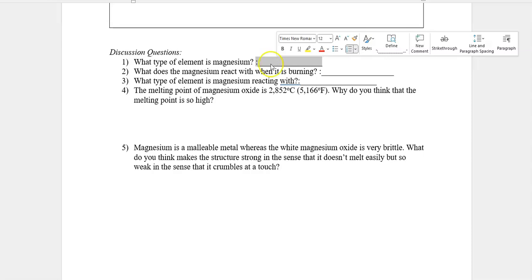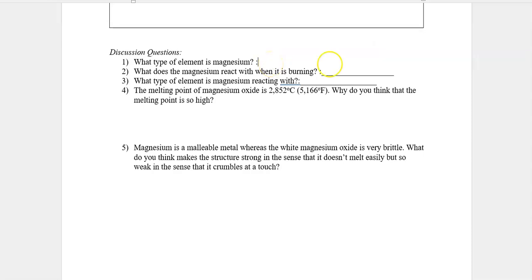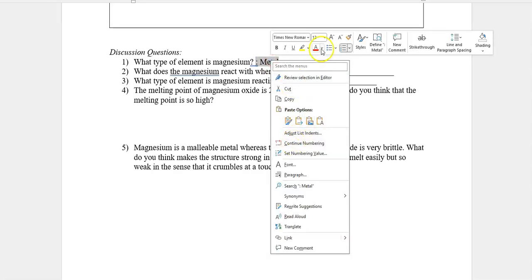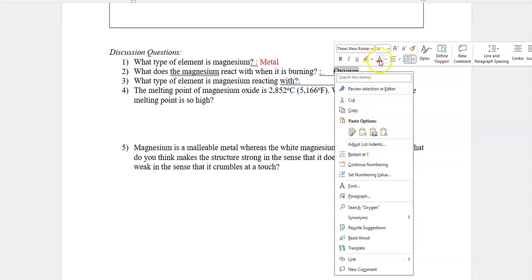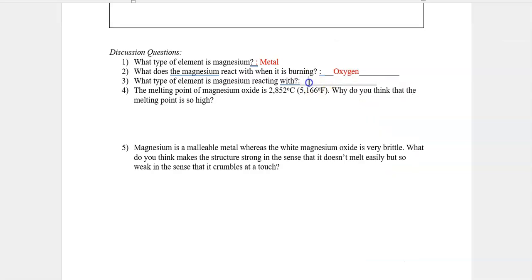Alright, what type of element is magnesium? It is a metal because it's on the left side of the periodic table. What does the magnesium react with when it is burning? It's burning with oxygen in the air. What type of element is magnesium reacting with? Oxygen, but oxygen is a nonmetal.